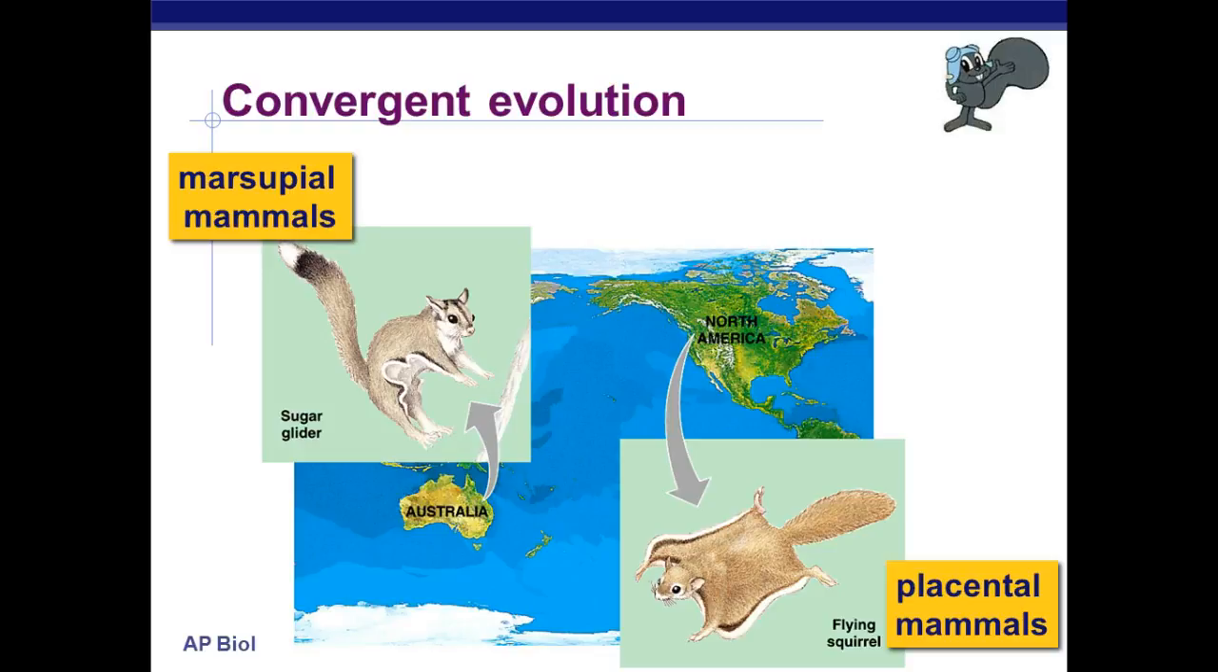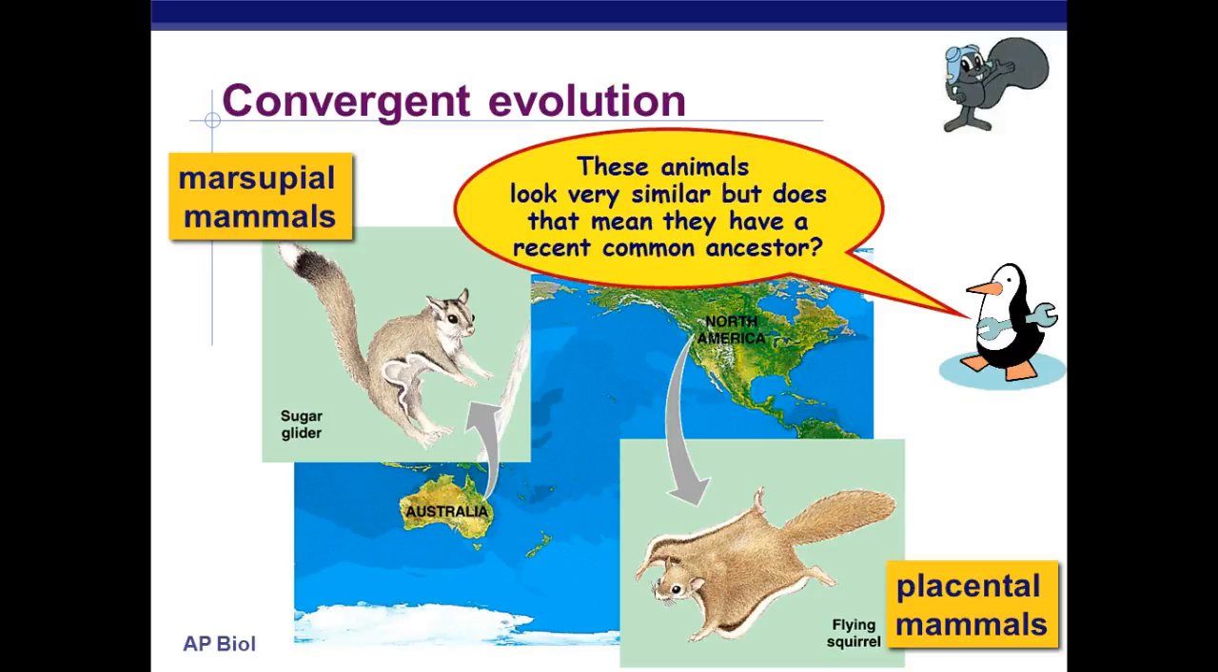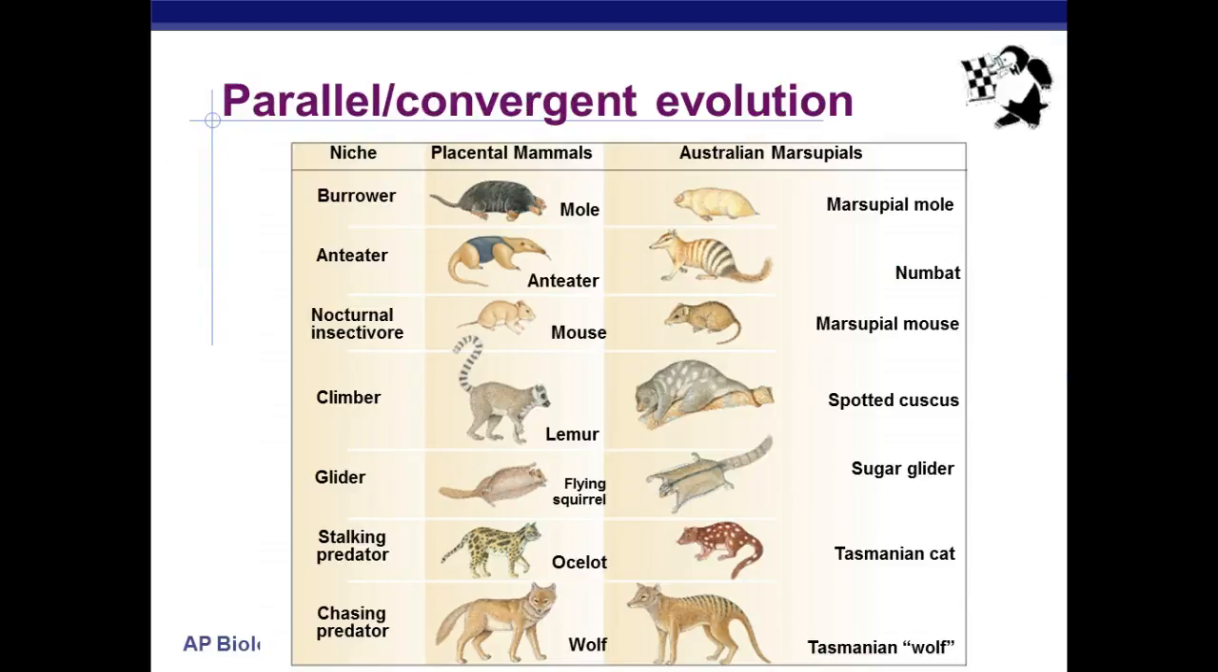Both continents have a gliding, we might say flying, but really gliding mammal that spends its time in trees and uses flaps of skin to help it glide from branch to branch. In North America, we call this a flying squirrel. In Australia, we call this a sugar glider. They are very similar in appearance, but they do not share a close common ancestor. The flying squirrel is a rodent and is more closely related to mice and rats. The sugar glider is a marsupial. It's more closely related to koalas and kangaroos, not closely related to rodents. No common ancestor here. This is evidence of convergence over time.